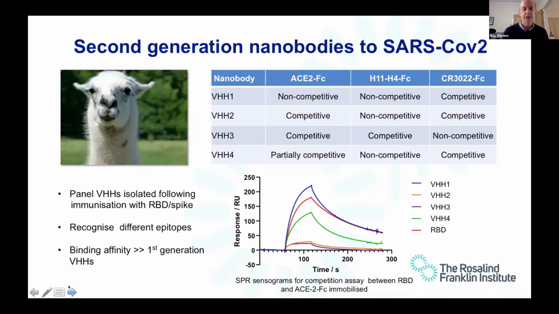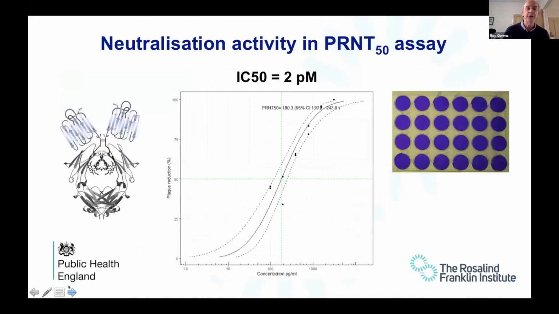This sensorgram just gives you an example of the data. I think what's particularly exciting for us now is we've taken some of these reagents into viral neutralization experiments, and I'll just give you a headline result here. Again, reconstructing a nanobody Fc as a divalent, high avidity reagent, the IC50 in the plaque reduction assay I mentioned earlier is now down to 2 picomolar. So there was this several thousand-fold improvement over our first generation nanomolar binders.